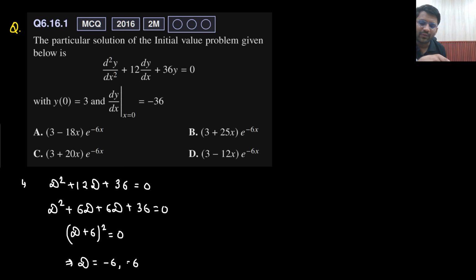So what will be my y of x? These are very straightforward questions. You should be able to solve on your own. So my y of x will come out to be (c1 plus c2 x) e to the power minus 6x.